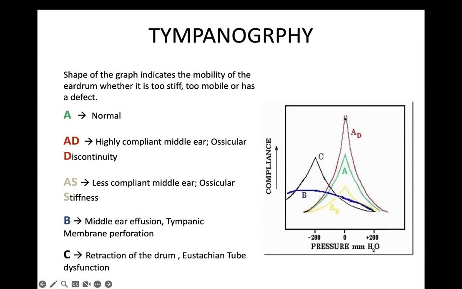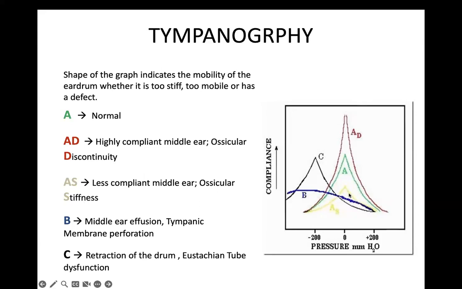AD is this red curve, and that's when your membrane is too mobile, so it's highly compliant. Usually what causes that is ossicular discontinuity. You know those three bones that we saw in the images in the middle ear? If they're dislocated or something's wrong with them, like they're not in their place, it's going to make the membrane very shaky, basically. It's not in place, because of the ossicular discontinuity. So the membrane becomes very mobile and loose.